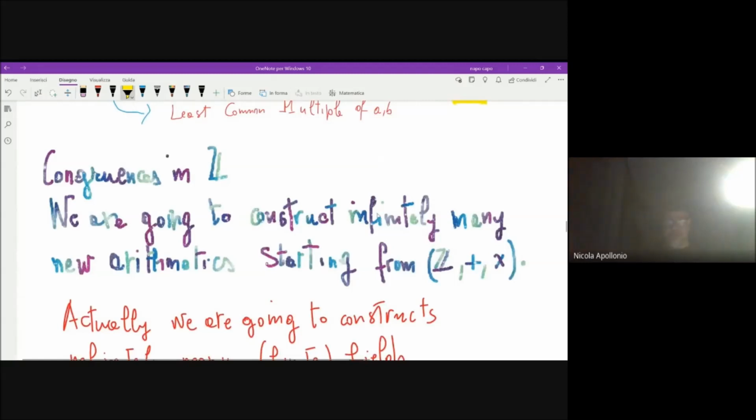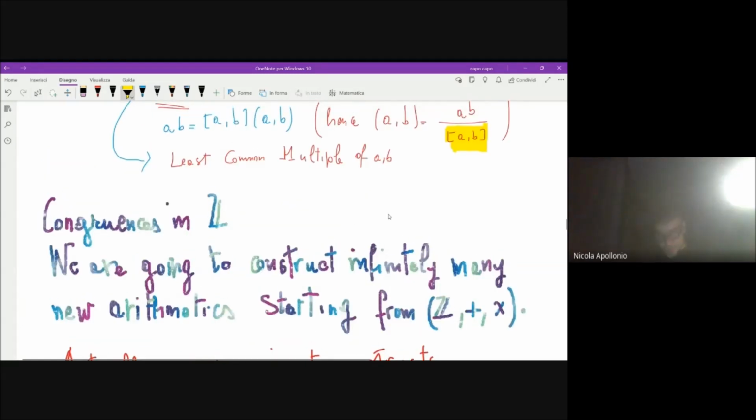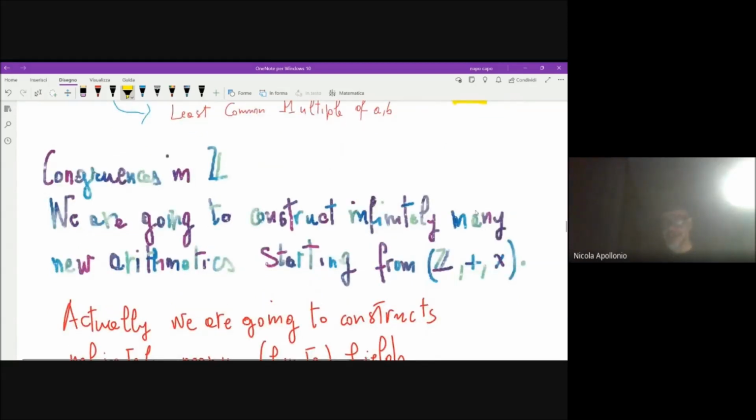Now, my proposal is to stop a little bit. We have a 5 minutes rest, and then we start something which is funnier. We are talking about congruences in Z. So we stop for a few minutes. See you in 5 minutes.